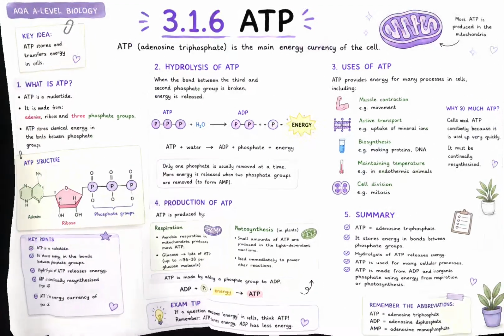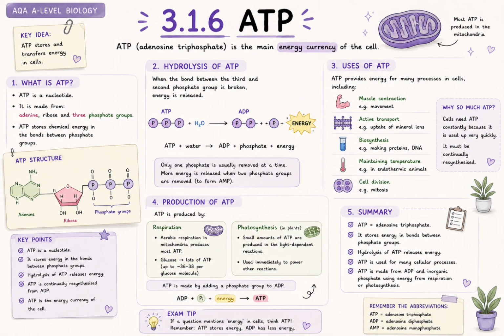Next, we move on to ATP, or adenosine triphosphate, which is often described as the universal energy currency of the cell. ATP is an extremely important molecule because it stores and transfers energy needed for cellular activities. Virtually every energy-dependent process in living organisms relies directly or indirectly on ATP. Structurally, ATP is actually a nucleotide. It consists of 3 main components: adenine, a ribose sugar, and 3 phosphate groups. The phosphate groups are particularly important because the bonds between them store chemical energy. These are known as high-energy phosphate bonds.